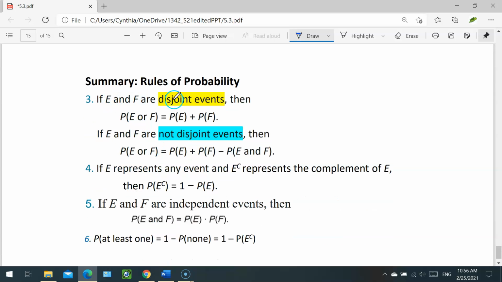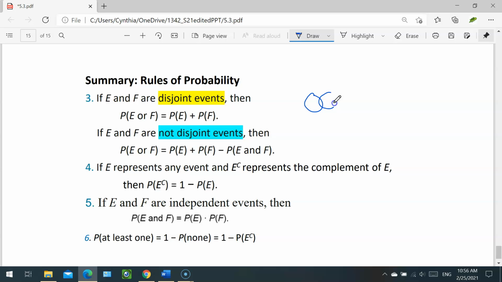If E and F are disjoint events, then to find the probability of the OR event, you just sum them together. When they are not disjoint events, to find the OR event, you use the probability of event E plus the probability of event F, and then you minus the overlap. Remember that we used the Venn diagram in class. So you have to subtract the overlap. This is event E, this is event F, and the middle overlap region here is the probability of E intersect F.